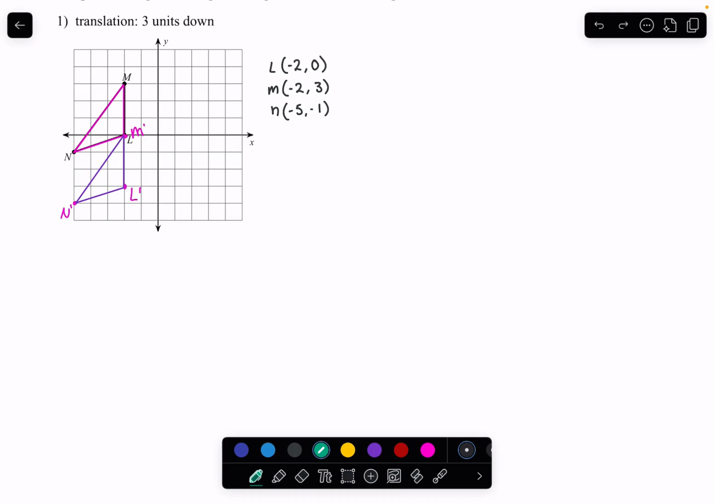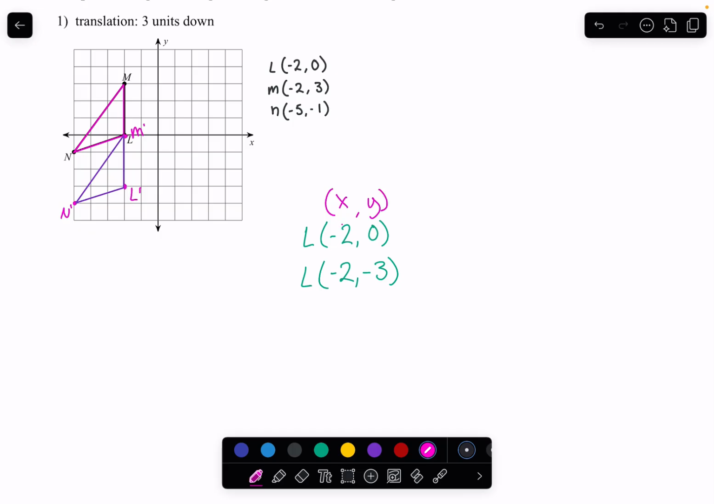I have point L. Point L on the original is going to be, let's take it down here, L is (-2, 0). Well, what is L prime? L gets moved down to (-2, -3). Well, what changed between those 2 points? We have the x coordinate and we have the y coordinate, and what changed?